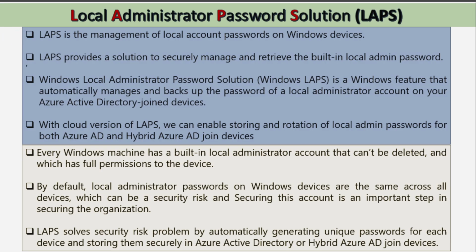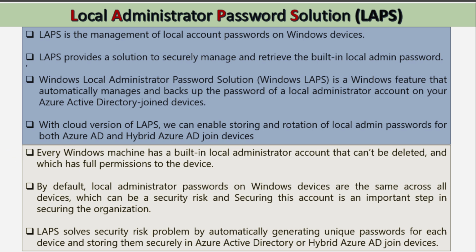LAPS is a management of local account password on Windows devices. LAPS provides a solution to securely manage and retrieve the built-in local admin password. Windows Local Administrator Password Solution, also known as Windows LAPS, is a Windows feature that automatically manages and backs up the password of a local administrator account of your Azure Active Directory joined devices. With the cloud version of LAPS, we can enable storing and rotation of local admin password for both Azure Active Directory as well as hybrid Azure Active Directory joined devices.